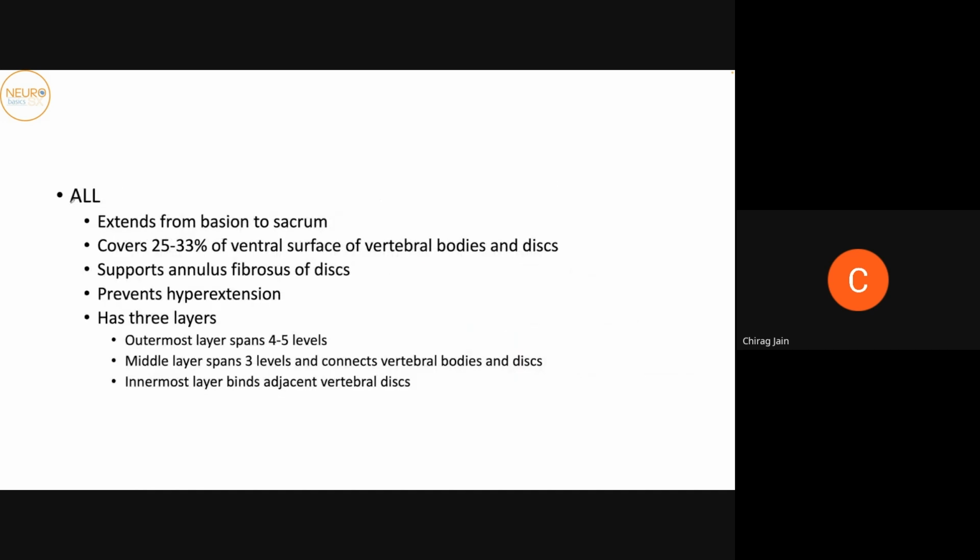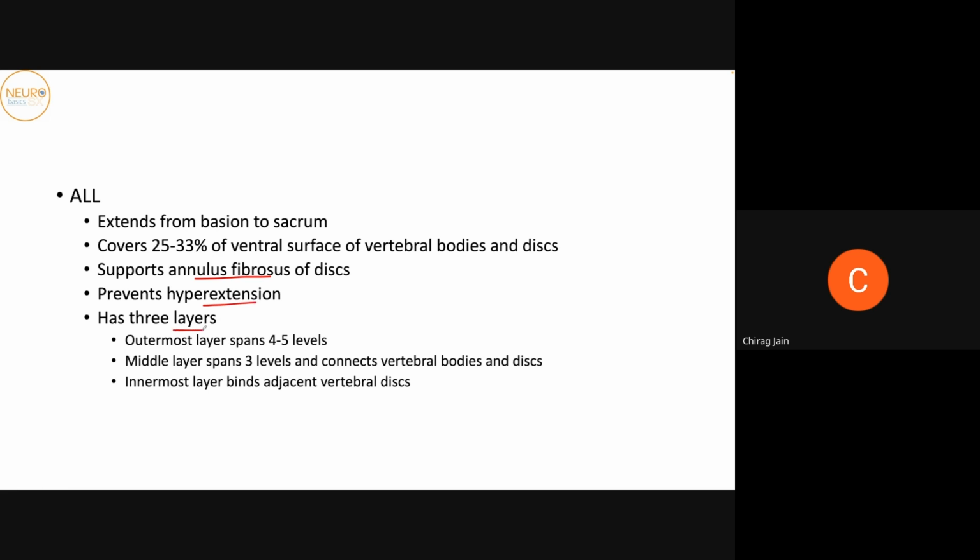Okay, so the anterior longitudinal ligament is a ligament extending from the top to the bottom. It extends from the basion to the sacrum. It covers a significant portion of the anterior surface of the vertebral bodies and discs. And also, it is important to keep the discs intact. It attaches to the annulus fibrosus and helps provide support to the discs. As we've discussed, it is the only ligament lying anterior to the axis of rotation, so it is the only ligament which prevents hyperextension.